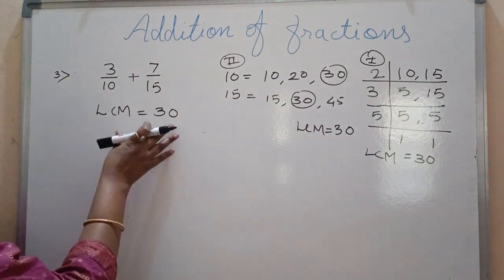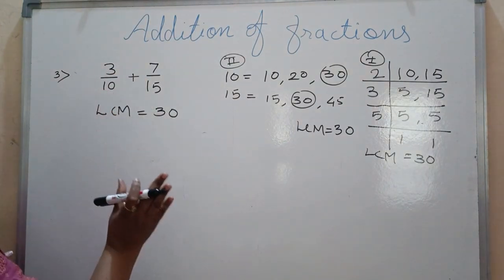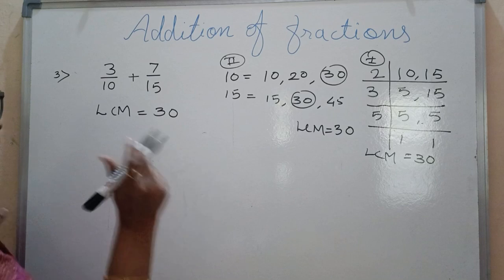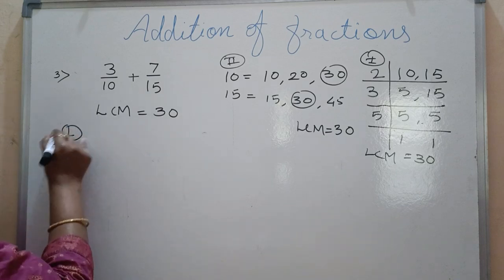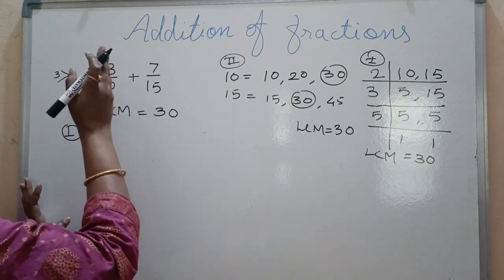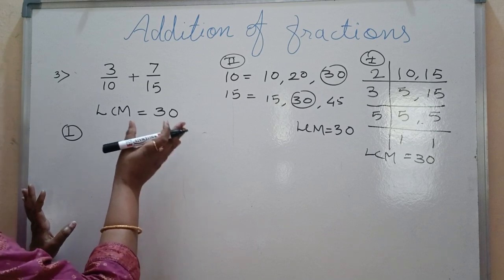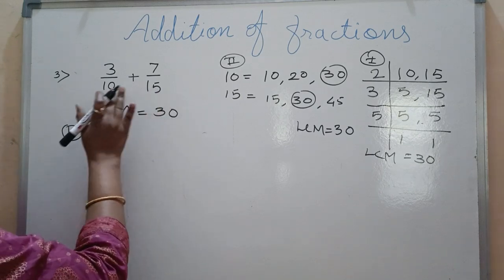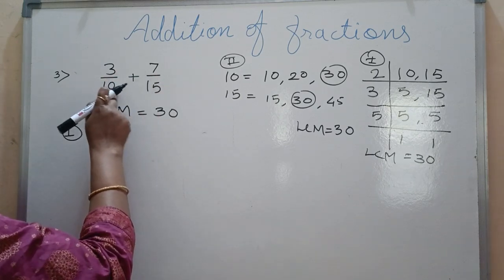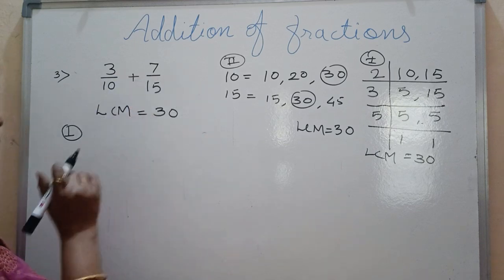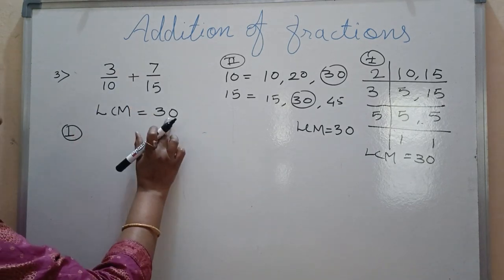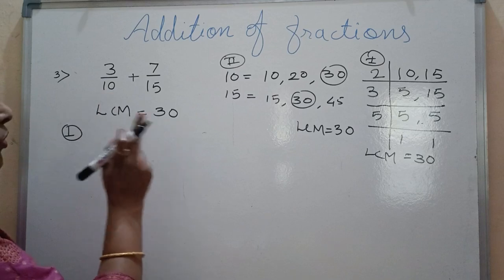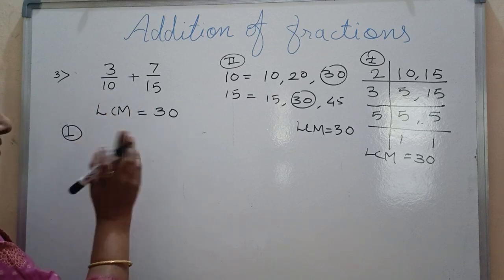Now, how to solve after getting LCM? How to solve? There are also two methods. First one method I am going to tell. First method. In first method, first I am changing these two fractions from unlike fractions to the like fractions. How? I got LCM 30. So in denominator I am going to make here 30.